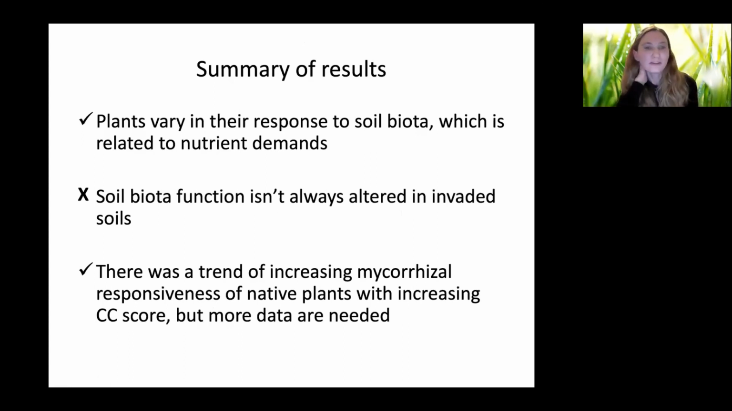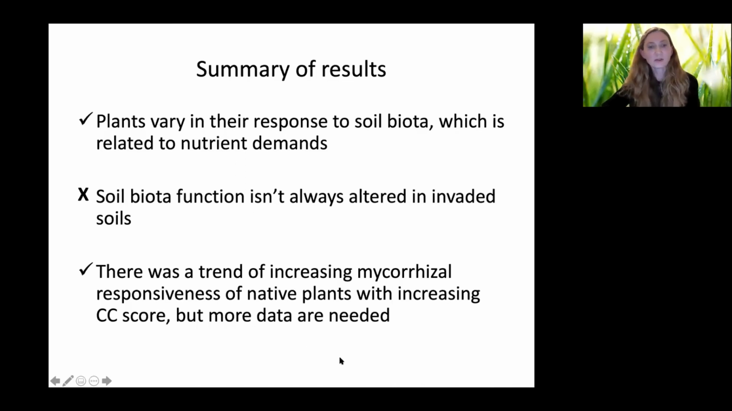So what we found in these first 2 years of studies is that the plants native and non-native to the Palouse vary in their response to soil biota, which may be related to nutrient demands. We found that soil biota function isn't always altered in invaded soils, but this is contrary to a lot of what is shown in the literature. So we need to do more research and test more sites to see if this result is consistent.